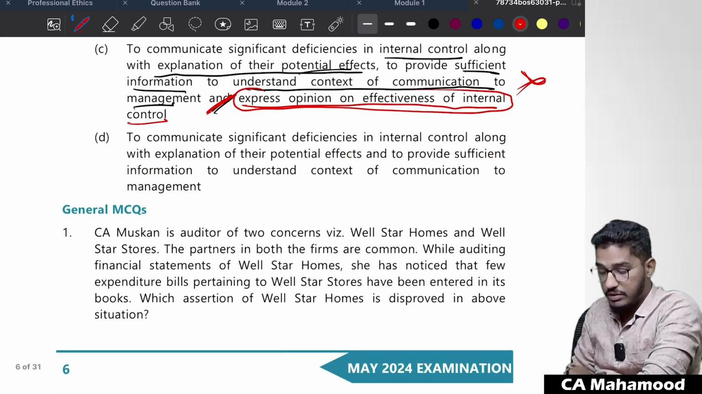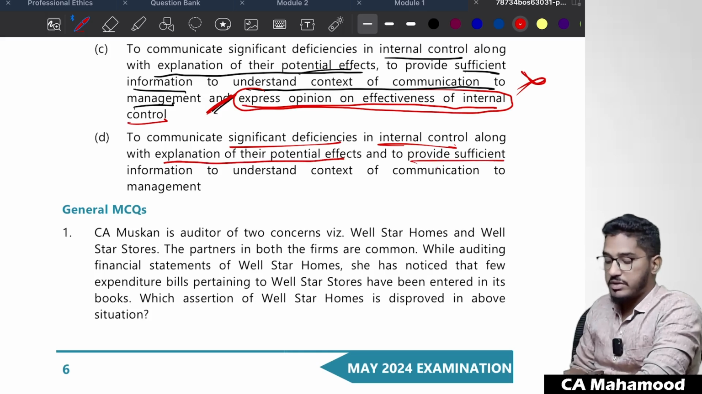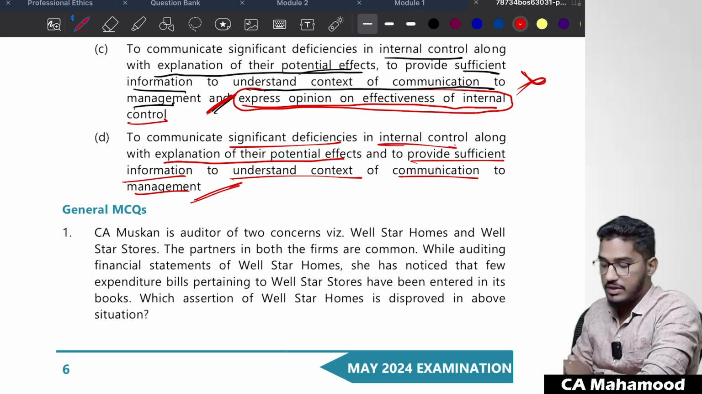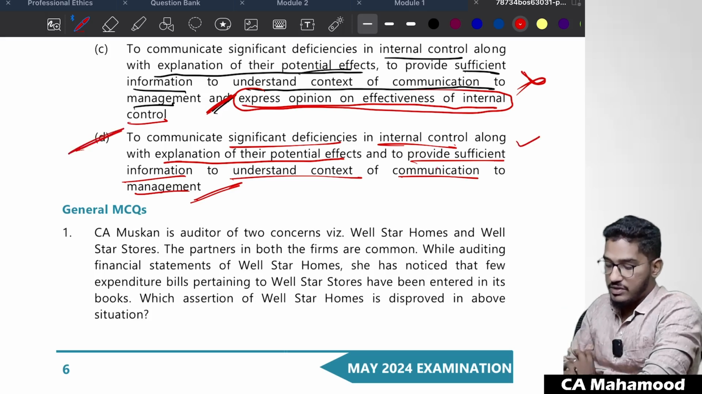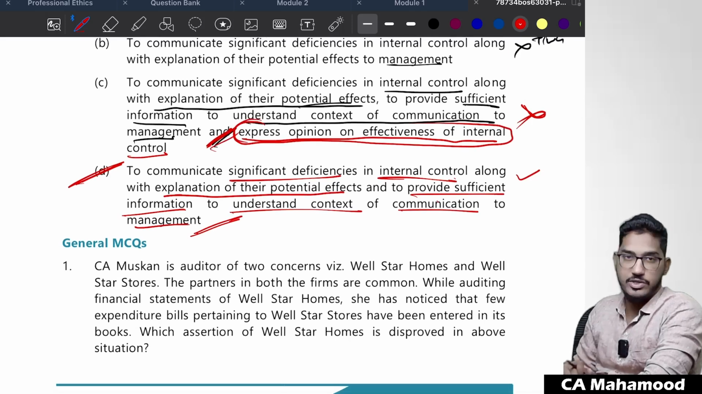Now, if you read the last option, to communicate significant deficiencies in the internal control along with explanation of their potential effects and also provide sufficient information to understand the context of the communication to the management. Yes, this is the correct one. Able to understand? Option D is going to be the correct option, not option C. Option C is half correct, the other half is wrong.